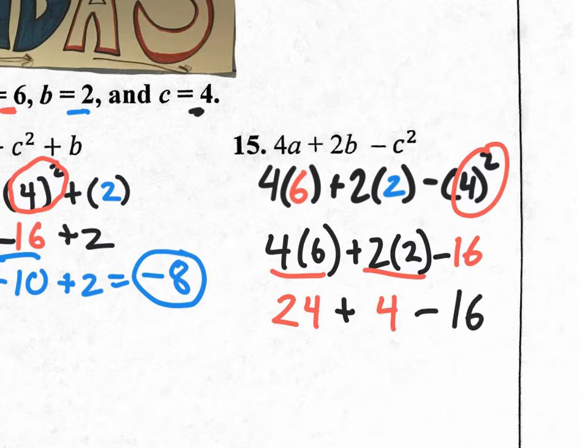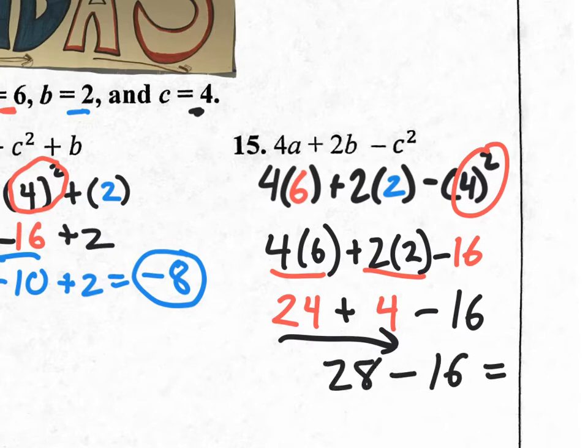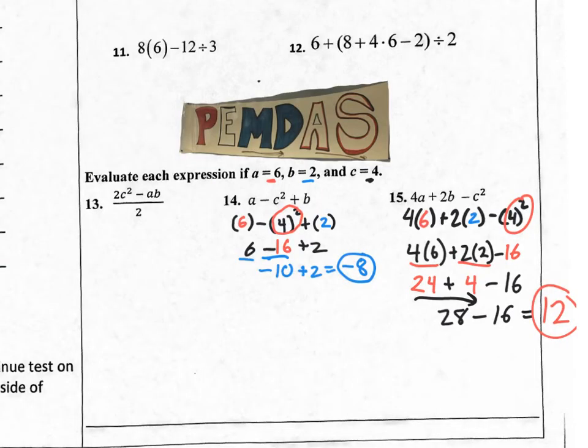So we've done both multiplications. Now the only thing left to do is addition and subtraction. And we do go from left to right. So 24 plus 4 is 28. And 28 minus 16 will give us our final answer, 12. So that's it for the front side.